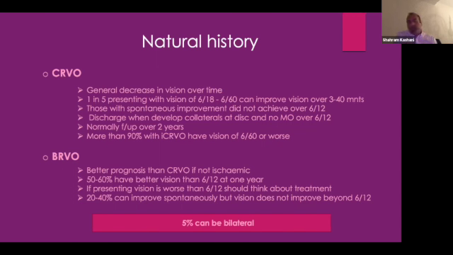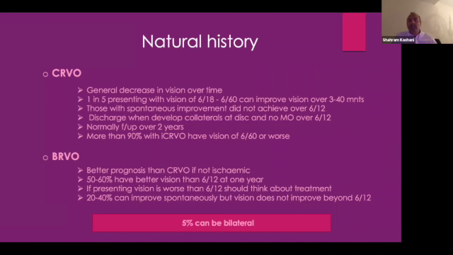And 20 to 40% improve vision on their own, but again, it doesn't tend to improve beyond 6 to 12. And don't forget, 5% of patients with central or branch retinal vein occlusion can have bilateral disease. So the natural history is not great, better for BRVO than CRVO. Generally, vision tends to go down with time. In small cases, you can get spontaneous vision improvement, but often the vision doesn't improve beyond 6 to 12.